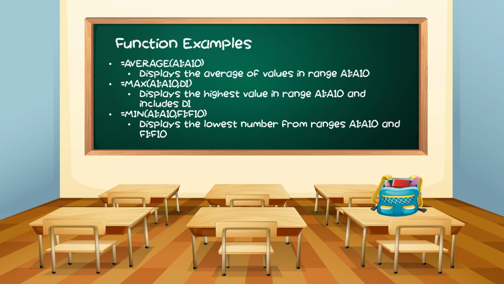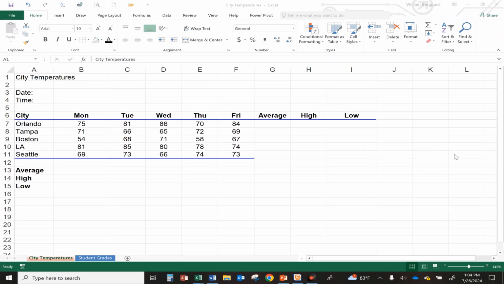Let's go ahead and go to Excel and practice using the average, max, and min functions. Okay, everybody, here we are at a very simple city temperatures worksheet. I actually have 2 worksheets in here that we're going to use. We're talking about the average, high, and low, or the average, max, and min functions. It's extremely similar, virtually identical to the sum function, just a different name, and that's it.